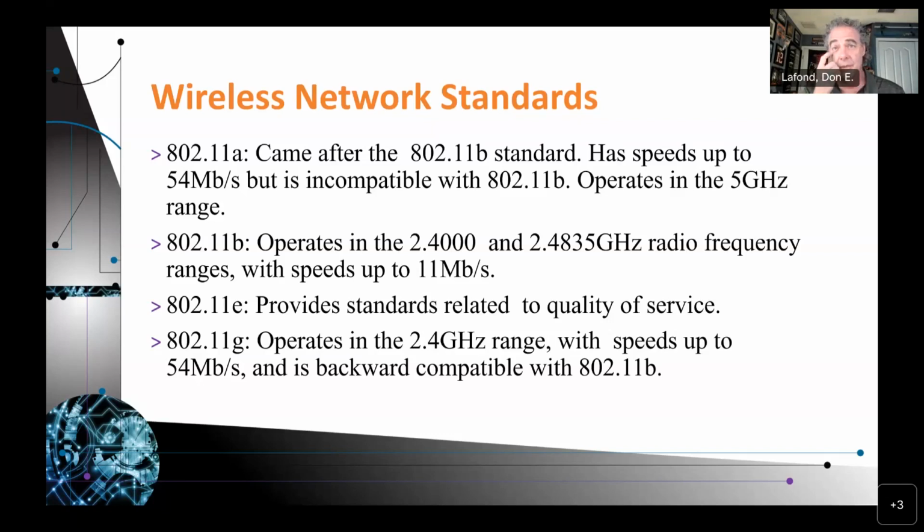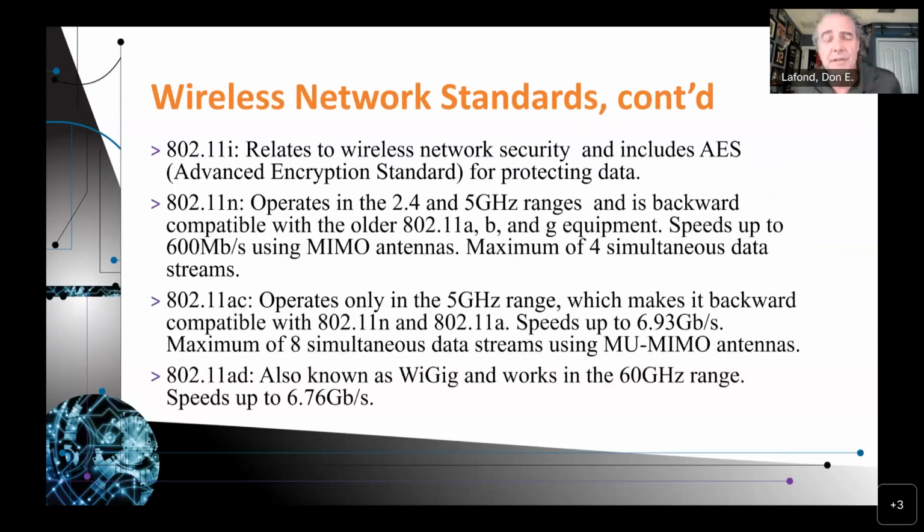802.11e provides standards related to quality of service. G kind of combined A and B. It's 2.4 gigahertz with speeds up to 54 megabits, and it is backwards compatible to B. And of course, we have more that have come out since then. Those standards are hectic. They've got to be 30 years old. Today, we're dealing with N, AC, AD, and AX, which isn't even listed here. But 802.11i relates to wireless network security and includes AES, Advanced Encryption Standard. We'll talk more about security a little later for protecting data.